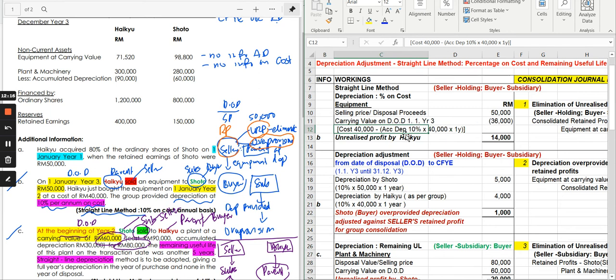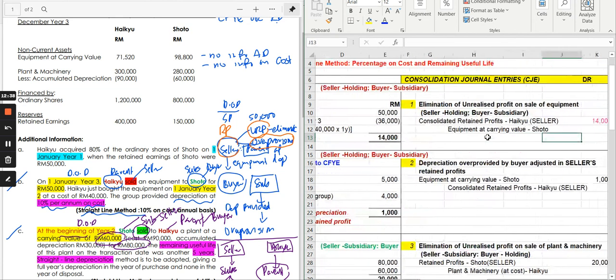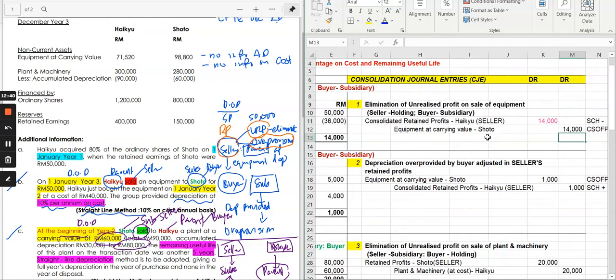So the accumulated depreciation was only 4,000. If you want to find out the carrying value, take the cost minus the accumulated depreciation for just one year. So you have 36,000 carrying value, and there you have the unrealized profit of 14,000 that has to be removed by the seller. That unrealized profit, similar to the unrealized profit on intercompany sale of inventories, must be removed. But this one is on sale of equipment, removed by the seller.